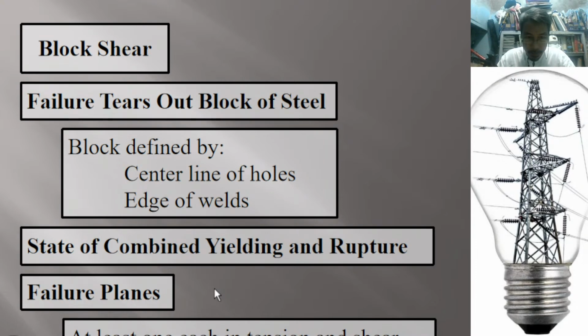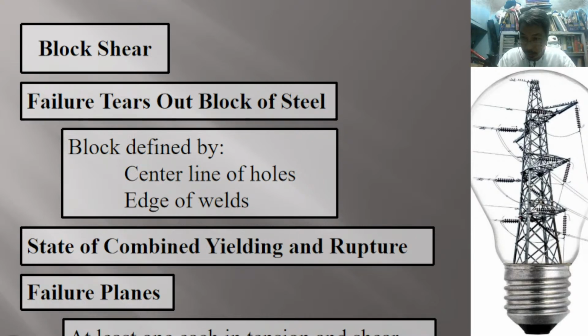Block defined by center lines of holes. We will go through the center line of holes as much as we can to model out the shearing failure of the element. Okay, and also it is defined by edge of welds. Meaning to say, there are two major types of connection, either bolt or weld. In each of these connections, we have to define it by this.